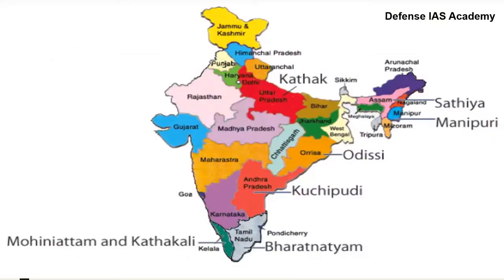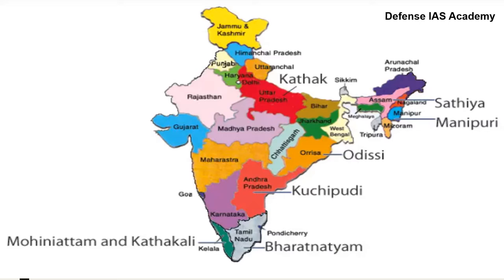So this is the map of India where you can see the table form that I have shown in the earlier slide depicted as a picture. You can very well see that Mohiniyattam and Kathakali belong to the south side, Kerala. Then Bharatanatyam is from Tamil Nadu, Kuchipudi is from Andhra Pradesh, Odissi is in Orissa, Kathak originated in Uttar Pradesh, Satriya is from Assam, and Manipur has Manipuri. So that forms the 8 classical art forms of India.